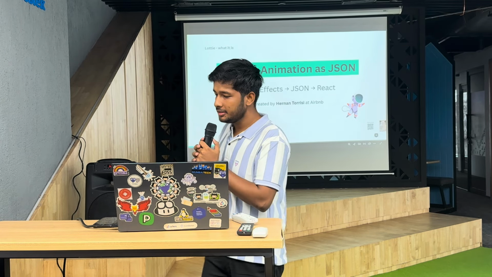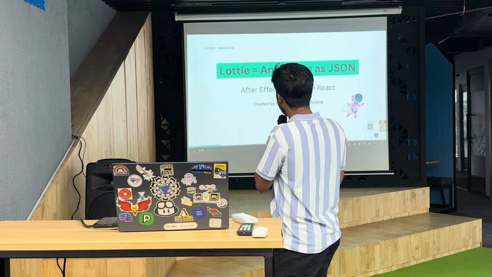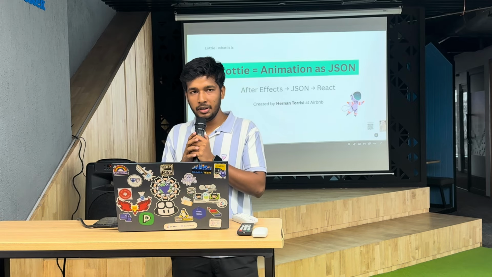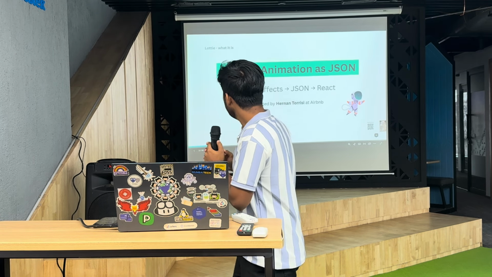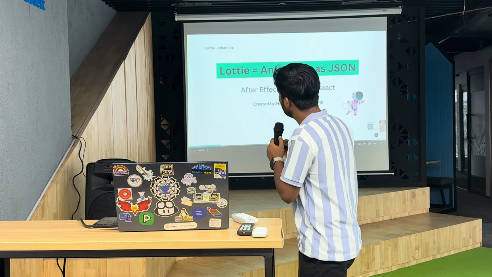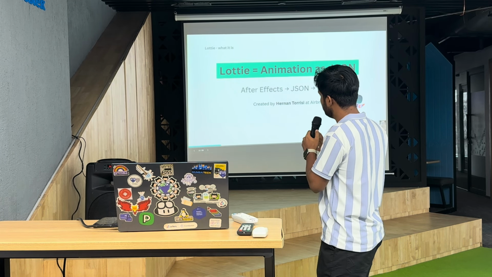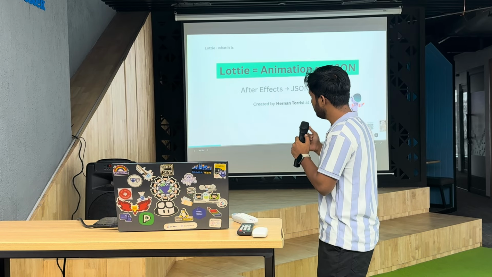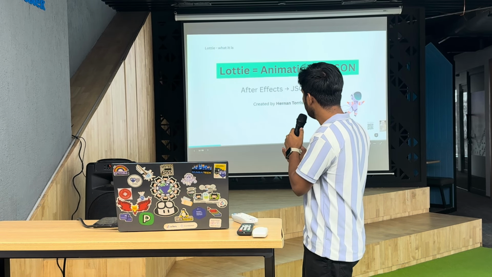So Lottie as an animation is JSON. Lottie was actually built around 10 years ago by an engineer at Airbnb. What he did was build a plugin for After Effects, which exports that animation as a JSON, so that it can then be rendered in the browser or in any application.